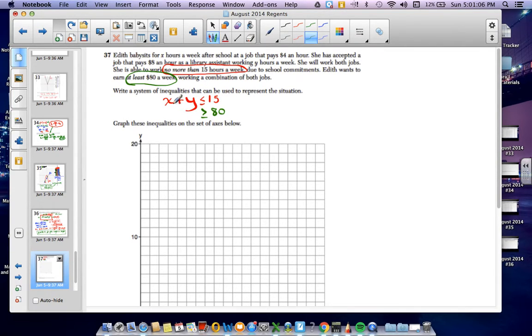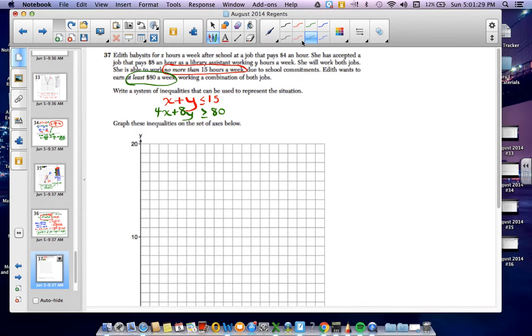Since this is a money equation, we want to incorporate how much she's making at each job. So at the babysitting job, which was X hours, she makes $4 an hour, so my coefficient's 4. At the other job, she makes $8 an hour, so the coefficient's 8 on Y. So that's my system. So part 1 is done in this question.